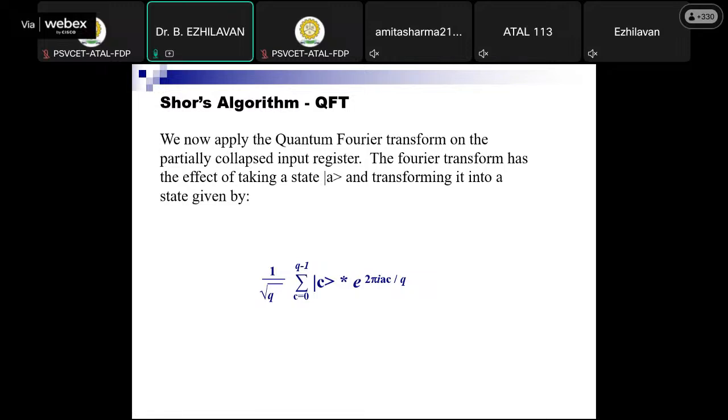Quantum Fourier transform, which is partially collapsed in the input register. This input is 1 by square root of q, the sum over c equal to 0 to q minus 1 of c. C is the collapsed value. The Fourier transform has the effect of taking the state A. See here.